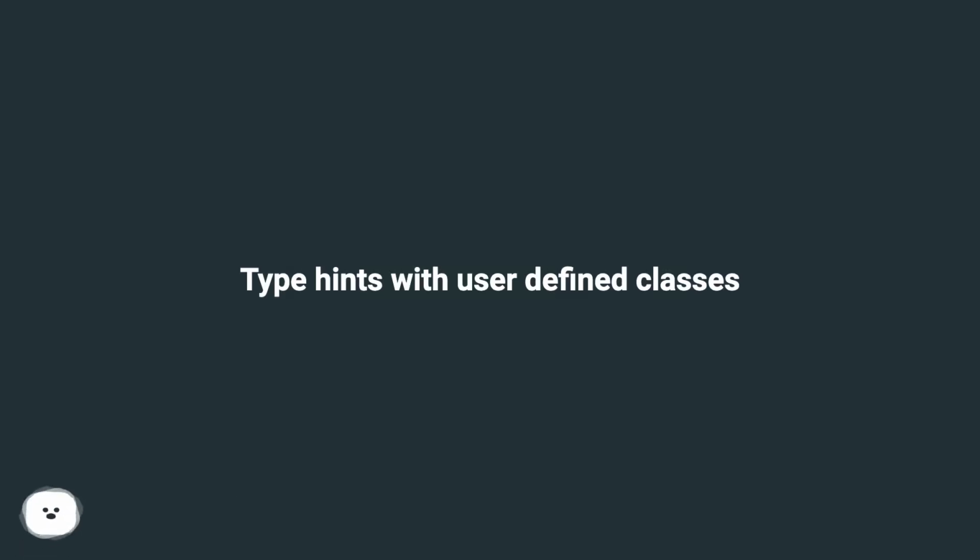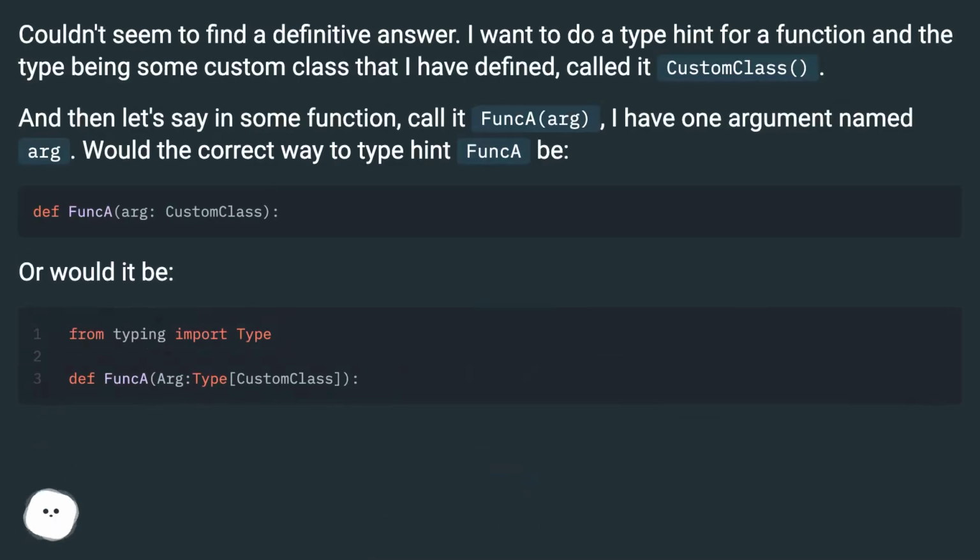Type hints with user-defined classes. Couldn't seem to find a definitive answer. I want to do a type hint for a function, and the type being some custom class that I have defined, called CustomClass.